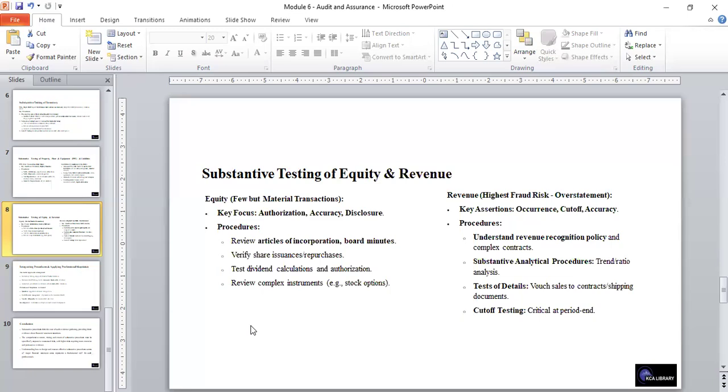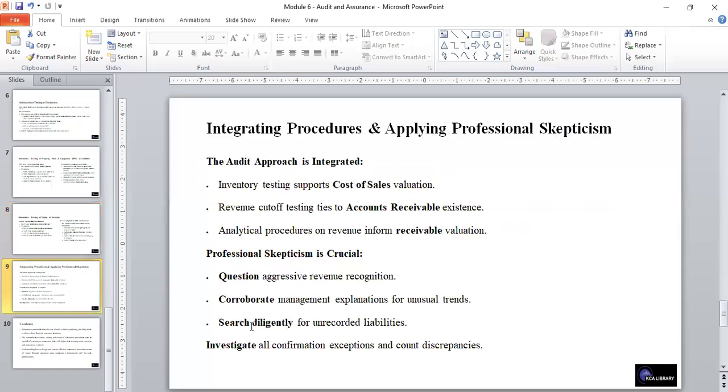And for revenue, there is higher fraud risk, which shows overstatement, and key assertions are occurrence, cutoff, and accuracy. The procedure is, one, to understand revenue recognition policy and complex contracts. And the second is substantive analytical procedures, that is like trend or ratio analysis. Another is test of details, which is vouching sales to contract or shipping documents. And lastly is cutoff testing, which is critical at period end.